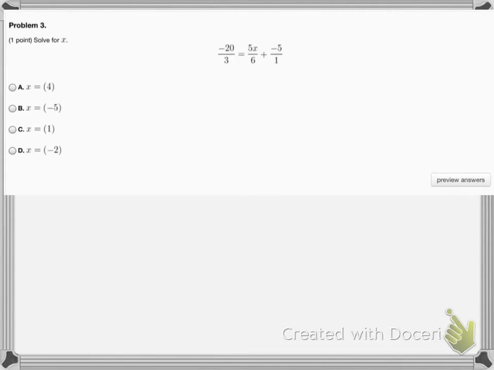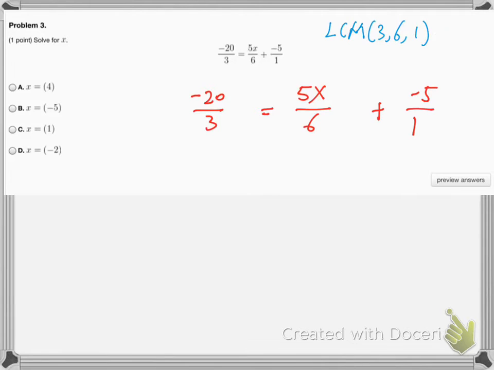So problem 3 is a little bit harder. Let me rewrite this problem. Negative 20 over 3 is, I put some space between these three fractions. So we need a big number to cancel all these three denominators. We can find the common multiple of 3, 6, and 1, which is 6. So everybody times 6. All these three terms are multiplied by the least common denominator.